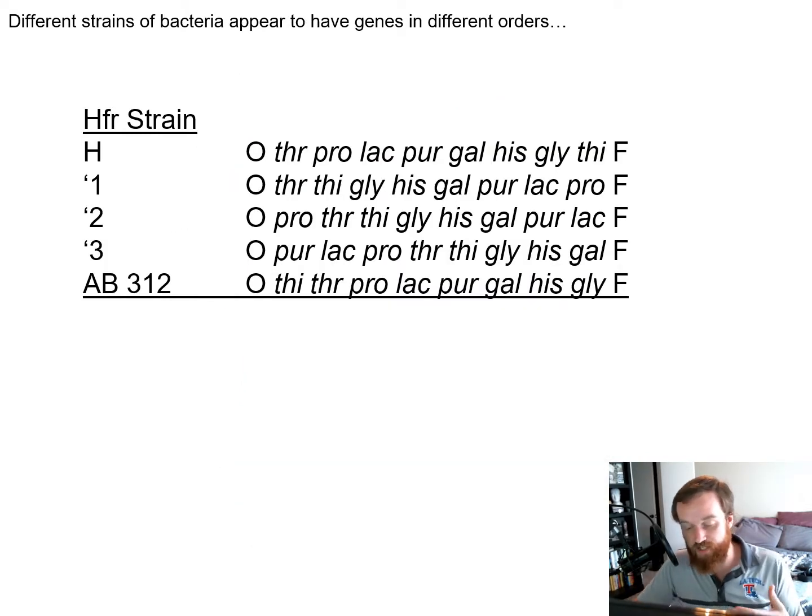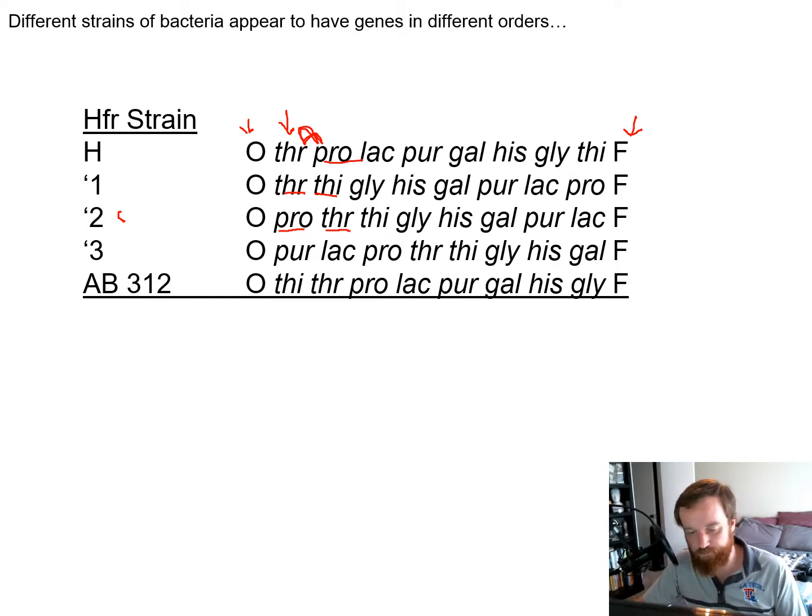Another interesting observation made about these HFR strains was that some of them appeared to have genes in different order. Here we have the origin, which is O, and then the rest of the F factor, and then all those genes that we talked about, THR, PRO, LAC, etc. But they are all mixed up here. In the first one we have THR, then PRO, but in the second one we have THR, then THI. In the third one, 2', we have PRO, then THR, which is backwards of this initial strain. So we have them all mashed around, and there wasn't a good reason to understand how these genes were shuffling order like that.